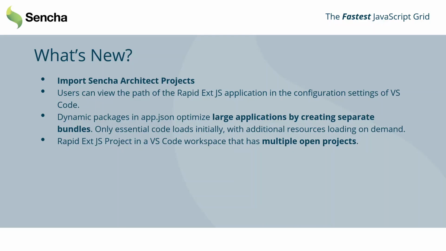We also now allow the option to have multiple projects inside one workspace, and it's an easy way to switch between the different projects. We're going to be talking about that in a few minutes. And there are a few other options. For example, we can add dynamic packages inside our app.json file, which is basically our configuration file. And this will make your application load in bits and pieces so that everything is loaded on demand.